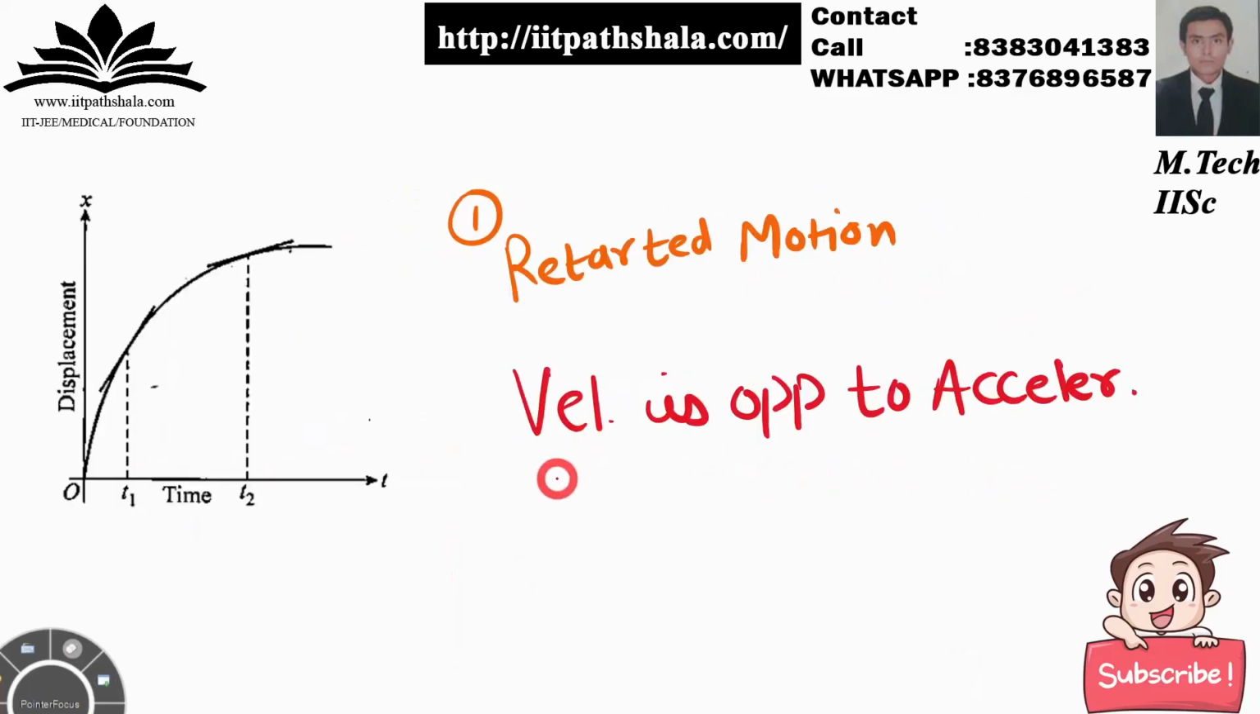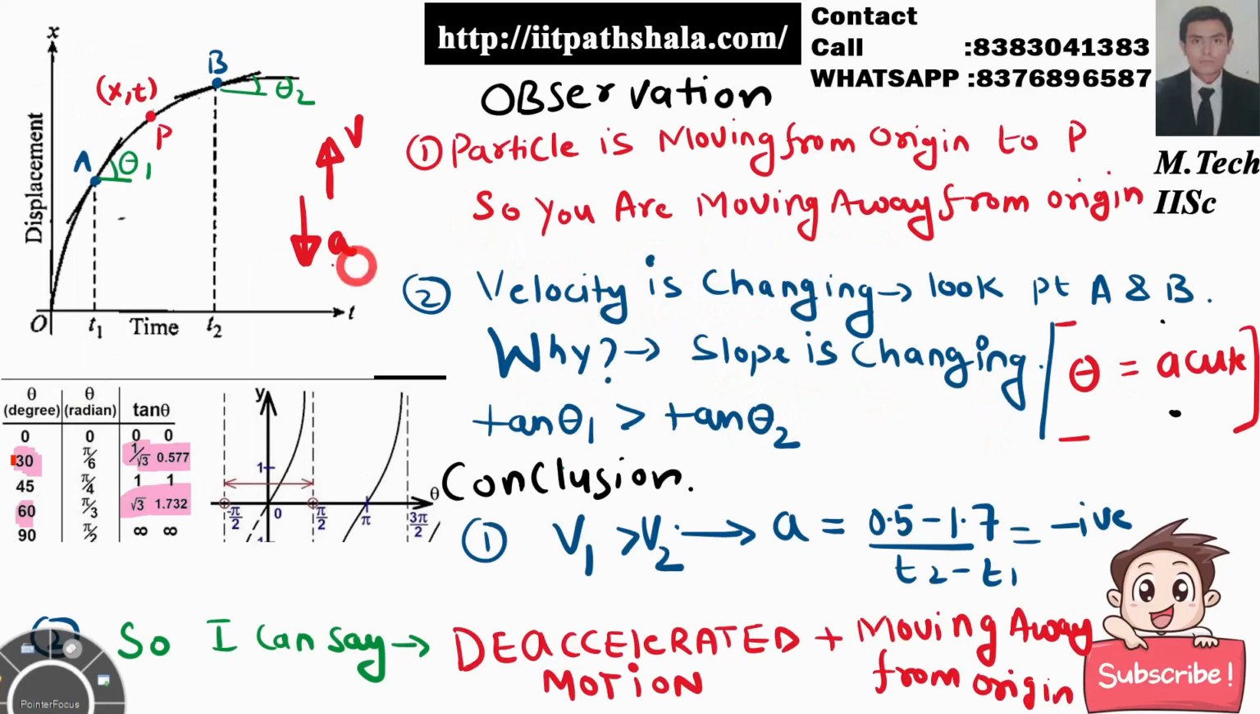So now let us take the case of the retarded motion, the most important thing over here. The meaning of retarded motion is nothing but when your velocity is opposite to your acceleration. So if your velocity and acceleration are opposite in direction to each other, then you are having the case of retarded motion. So let us have the graph over here.